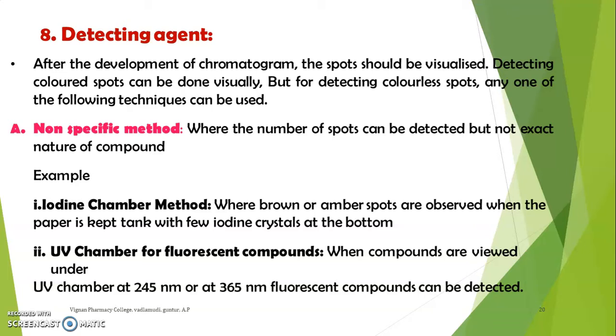In the iodine chamber, brown or amber spots are observed when the plate is kept in the tank with a few iodine crystals at the bottom.